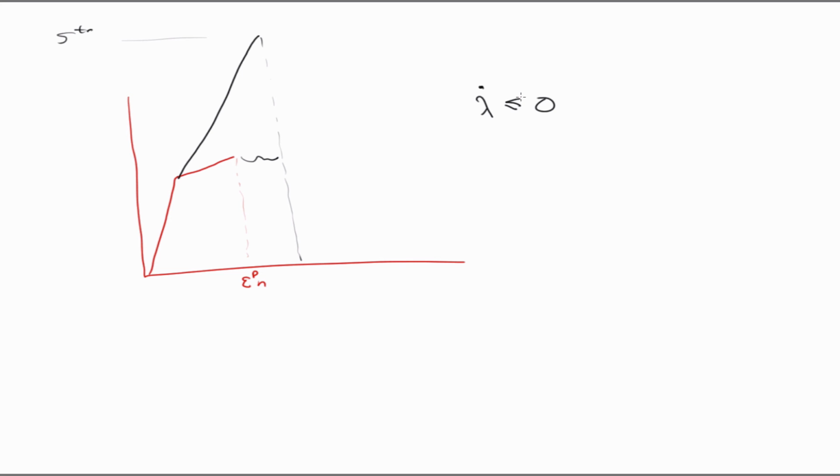So if you're ignoring epsilon P, it's like we are on this line. If in the new stress, in the new epsilon P, the stress is here, it means F is equal to 0. But if we set epsilon P equal to 0, it means we're here.